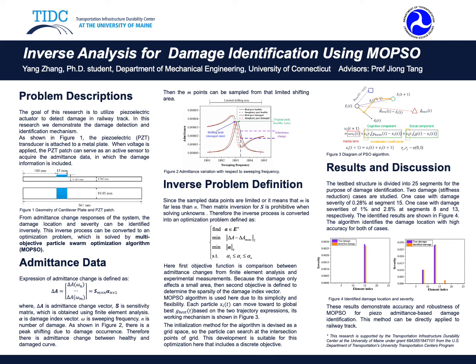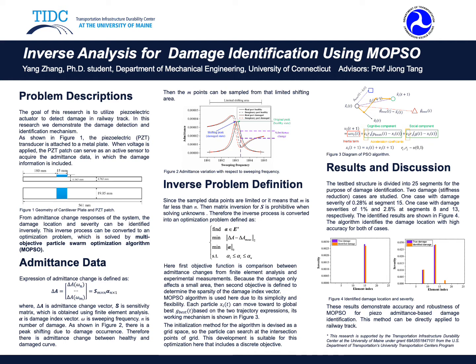Also, the damage in the structure can only affect a small area. So the second objective is defined to determine the sparsity of the damage index vector. The MOPSO algorithm is used here due to its simplicity and flexibility. As shown in figure 3, each particle Xi can move towards the global best G best based on the two trajectory expressions, Vi and Xi.